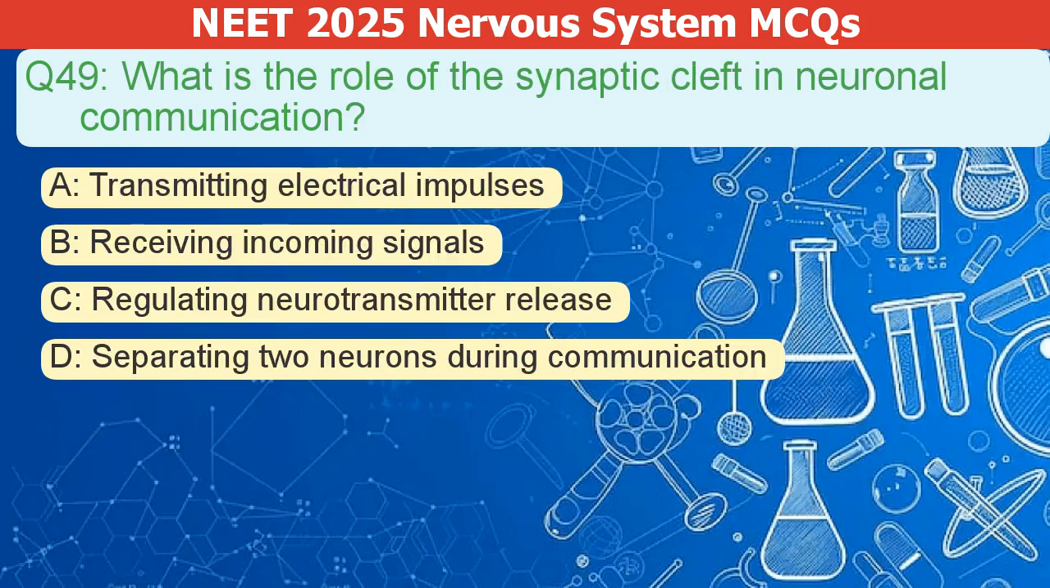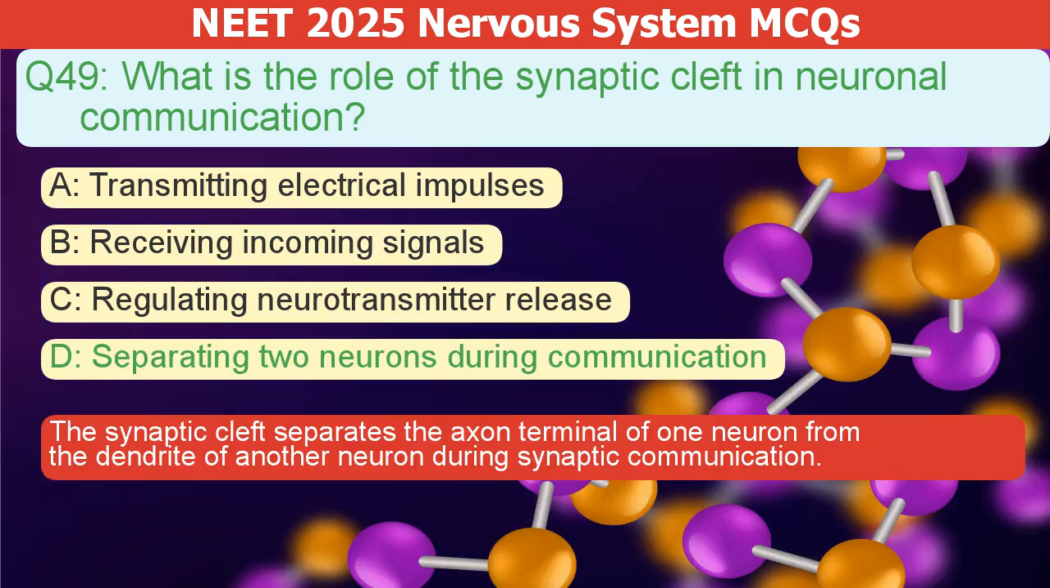What is the role of the synaptic cleft in neuronal communication? A. Transmitting electrical impulses. B. Receiving incoming signals. C. Regulating neurotransmitter release. D. Separating two neurons during communication. The correct answer is D. The synaptic cleft separates the axon terminal of one neuron from the dendrite of another neuron during synaptic communication.